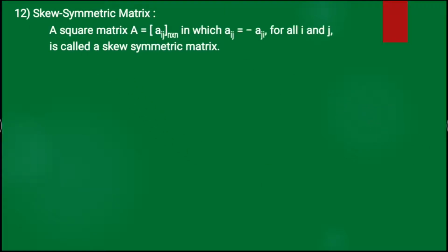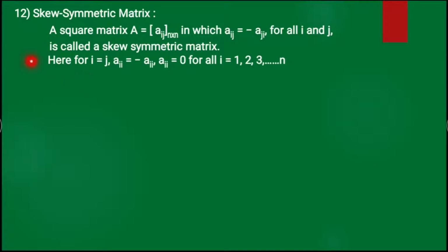Then the next type is skew symmetric. So see the definition of a skew symmetric matrix. A square matrix A of order n by n having elements aij, in which aij equals minus aji for all i and j, is called a skew symmetric matrix. That means in a symmetric matrix aij equals aji, here aij equals minus aji. That means elements are the same but signs are opposite.